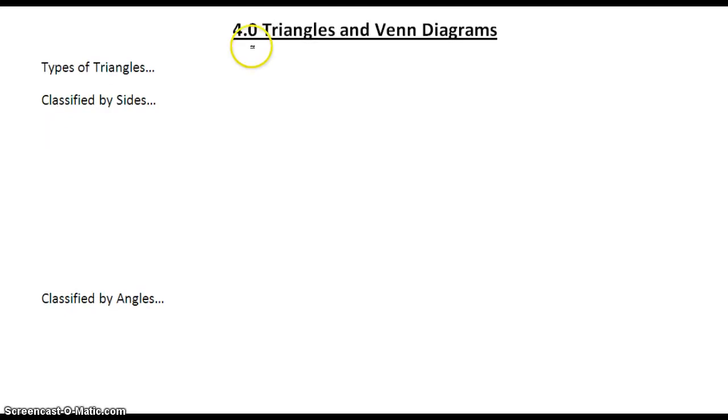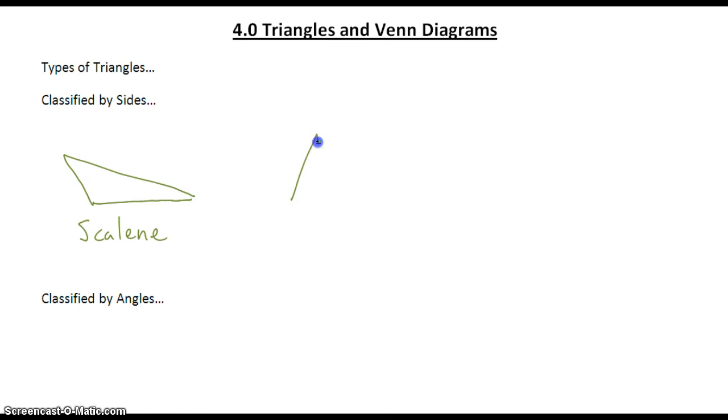In the introductory section of Chapter 4, we're going to talk about two distinct topics, triangles and Venn diagrams. Triangles are two-dimensional shapes with three sides, and there are different ways to classify triangles. If we classify triangles by the sides, we can have a triangle with no congruent sides. All three sides are different lengths. That type of triangle is scalene.